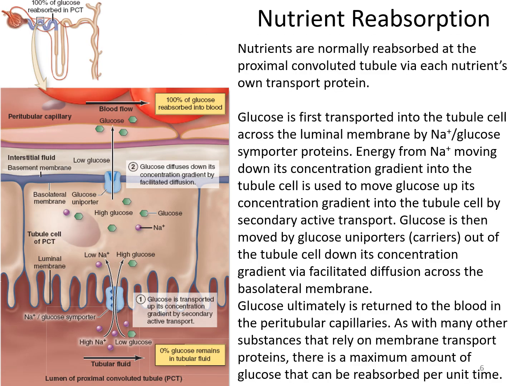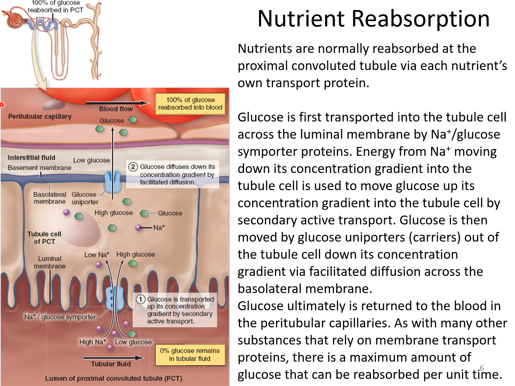So let's look at, we're sticking with glucose. Glucose is kind of our classic example. Nutrient reabsorption, so this is going to be the ones that are completely reabsorbed in the proximal convoluted tubule. You can see that up here. Okay, so glucose is first transported into the tubule cell across the luminal membrane by the sodium glucose symporter.